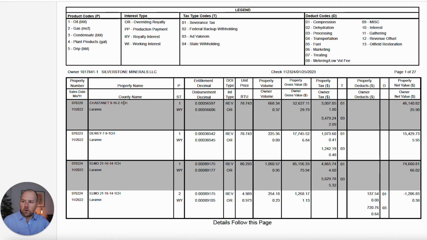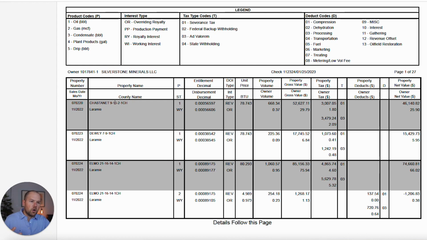Here's what we're gonna cover. We're gonna cover production month, what does that mean? We're gonna cover well names, product codes, your decimal interest, your interest type, unit price, volume, gross and net, value, gross and net, taxes, which are severance taxes, deductions, which are very important, and then your net value. So let's dive in and we'll look at this Chassenay well.